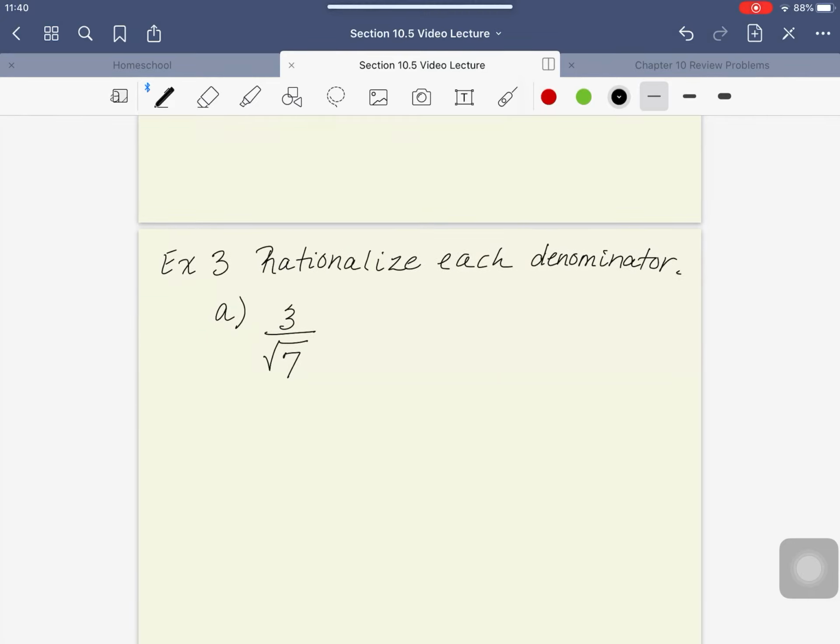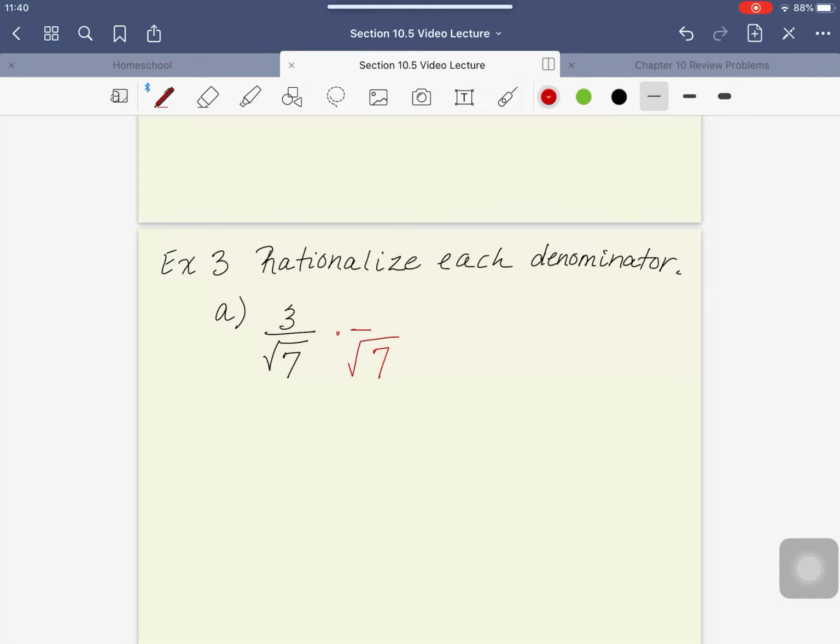All right, now for rationalizing a denominator. We have 3 over the square root of 7. In order for you to break down a square root, it has to be a perfect square. So if I multiply by the square root of 7, the square root of 7 times the square root of 7 is the square root of 49, which is 7. So I made it a perfect square.